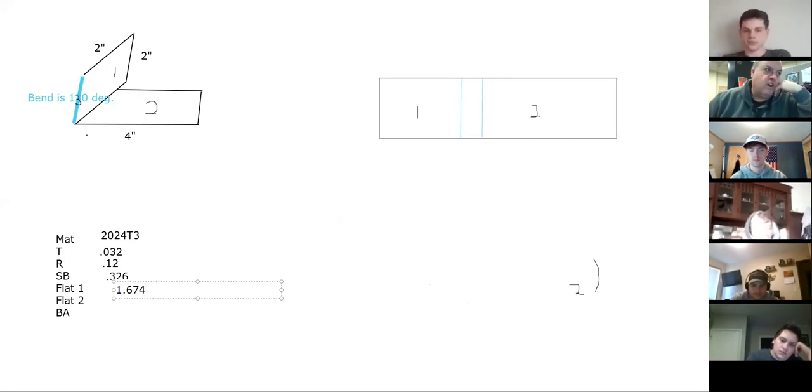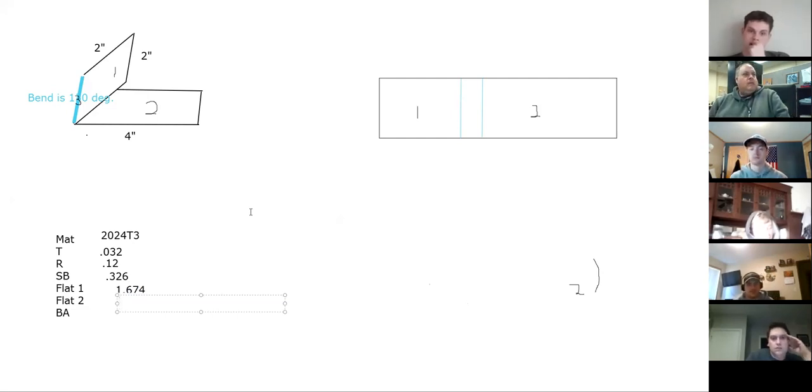$1.67. Sure. 1.674 would be our measurement of flat one. And then, Cody, what would be the next thing we want to do? What's the next thing we need to do? We're just going down the line here of all the stuff that we need to figure out.